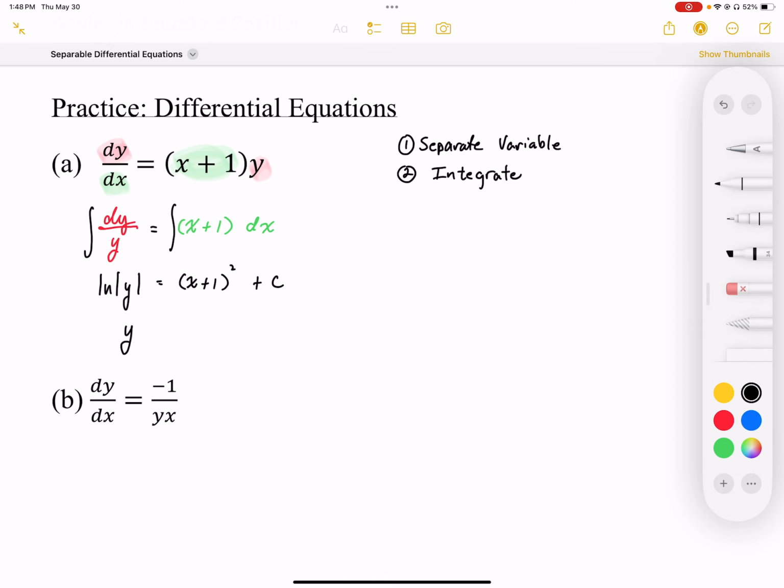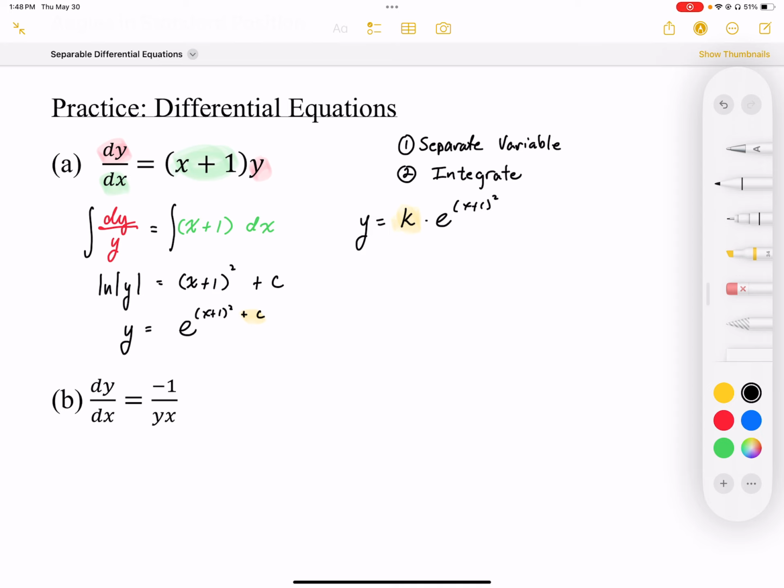So solving for this, I'm going to end up with y equals e to the (x plus 1) squared, and then a plus c. You could leave it like that. However, if you recognize that that plus c can be rearranged algebraically, we end up with y equals, I'm going to change that to k times e to the (x plus 1) squared. And that k is really just how the plus c shows up.